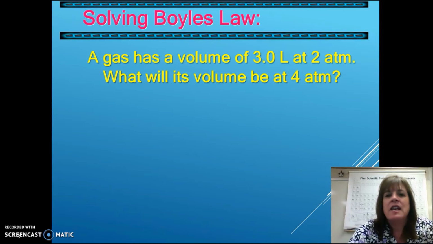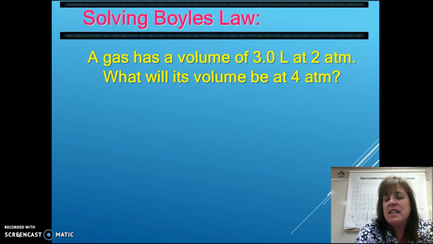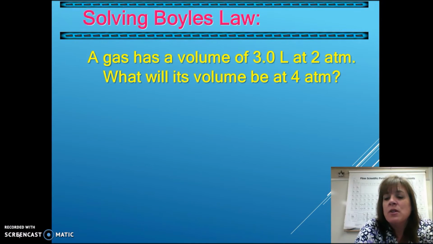So let's take a look at an example of Boyle's Law. I have a gas that has a volume of 3 liters when I'm at 2 atmospheres, but I'm going to ratchet up that pressure. And I want to know, what is the new volume going to be at 4 atmospheres?